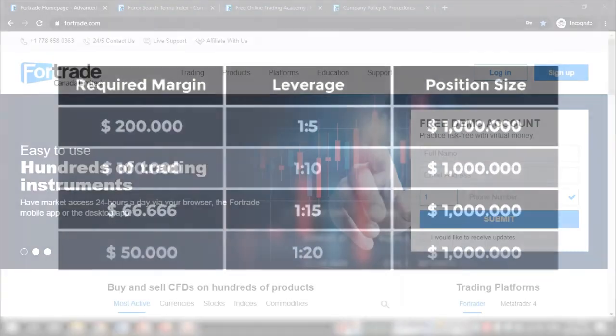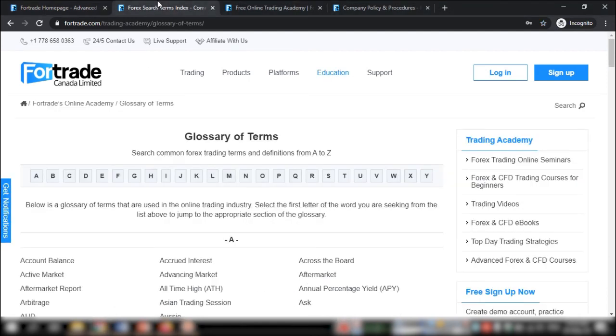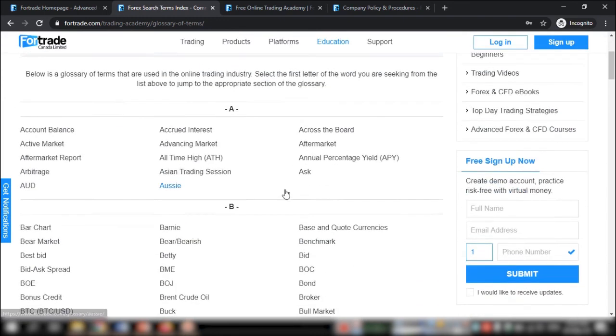We have done a number of videos covering many of these items in more detail and how they are used, so please watch these for further information. But if you want to quickly look up terms you are not familiar with, please go to Fortrade's website's education section and then click on Glossary of Terms.